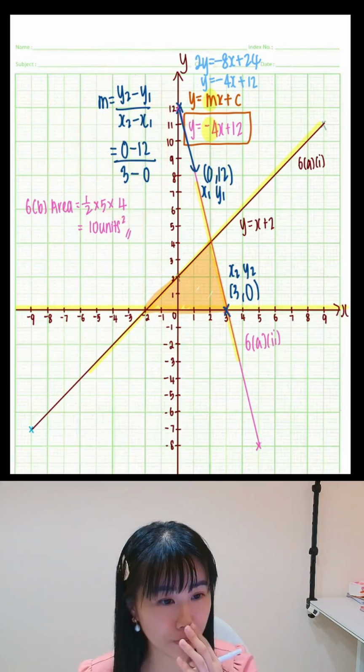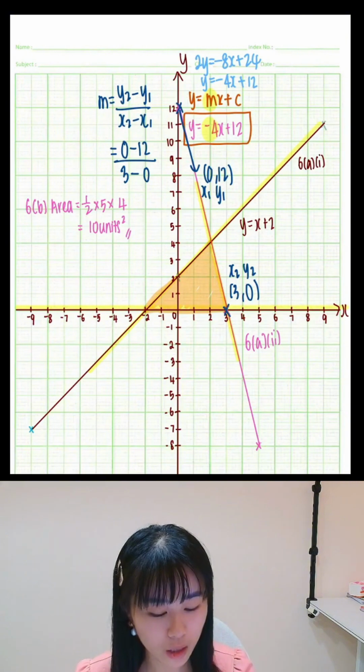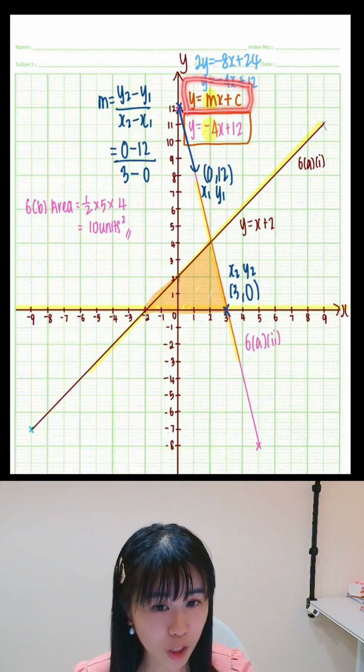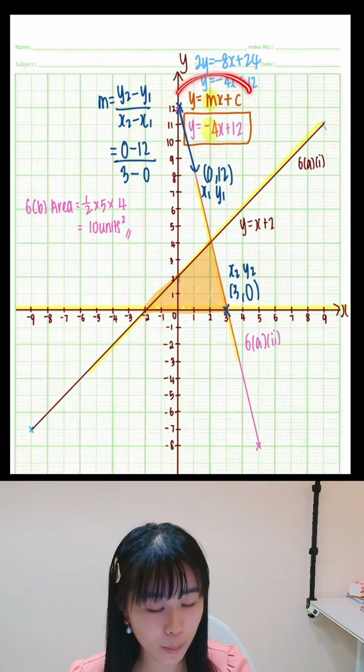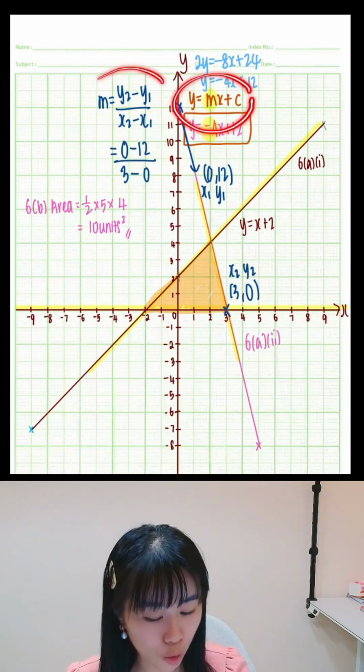Okay? m is the gradient. Equation of line is y equals mx plus c. So for this question, you need to memorize 2 formulas. Number 1, the straight line formula. Number 2, the gradient formula.